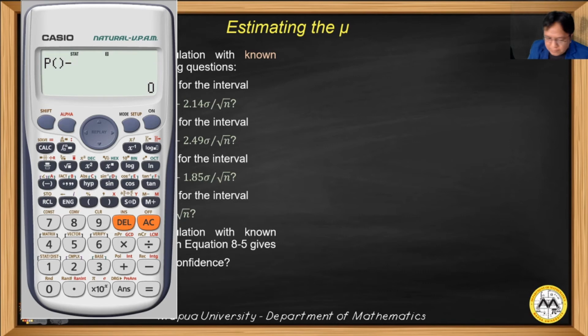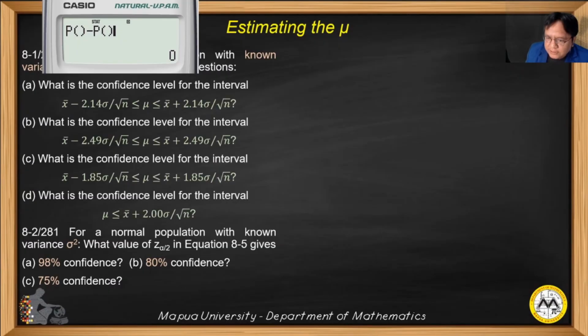For this probability, shift, stat, distribution, 1. So we're looking for the probability that it falls between the two values of z. So P of upper value of z minus the lower value of z. It would always be upper minus the lower value. So let's try to solve these problems.